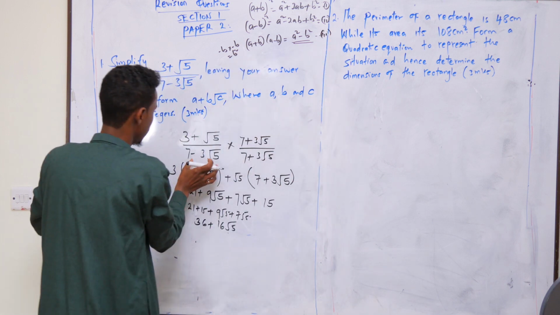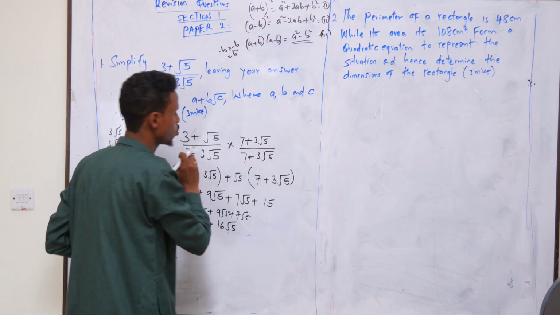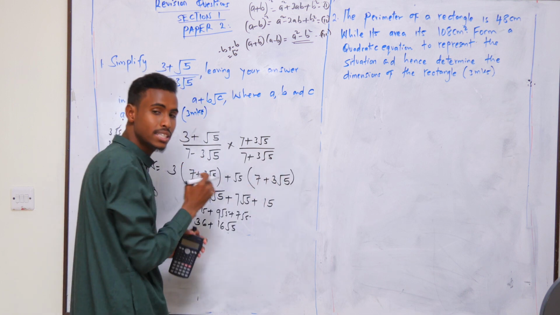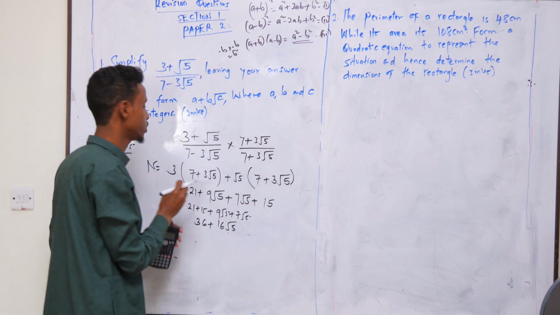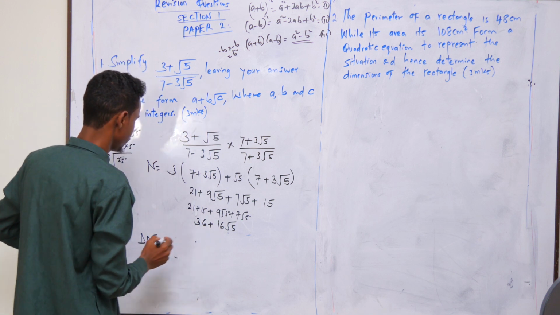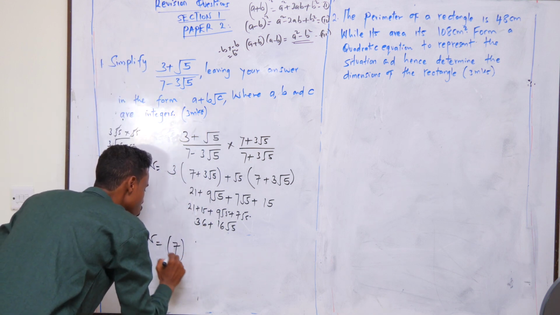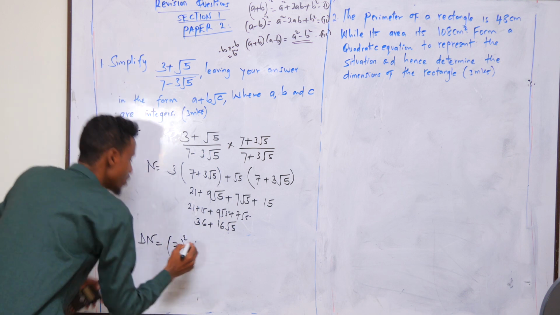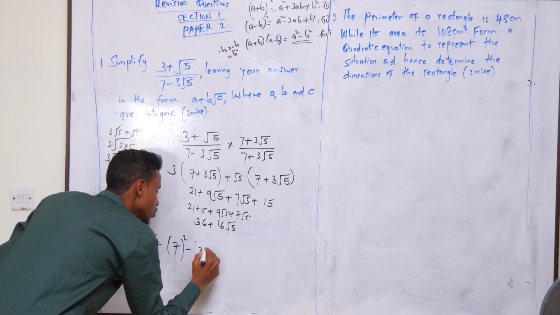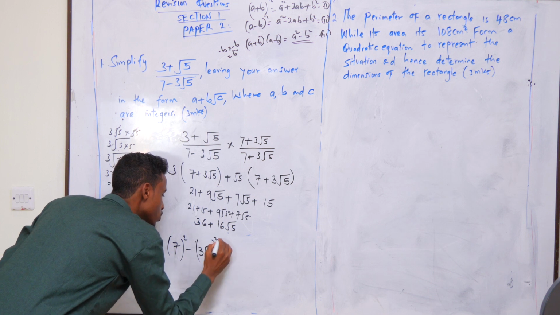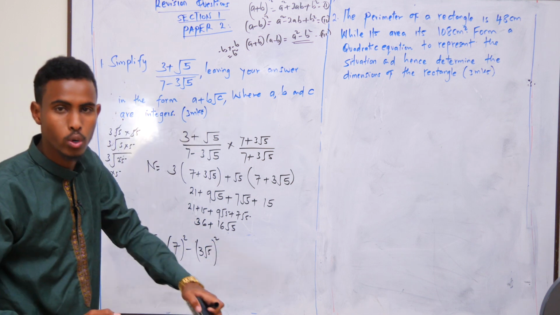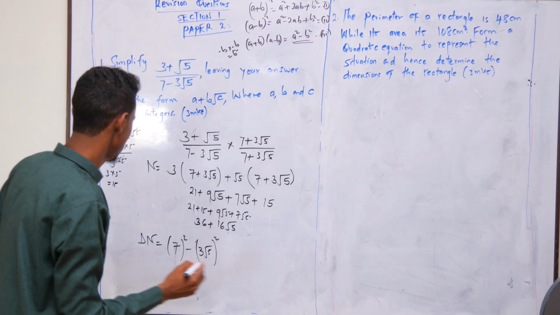Our denominator is like quadratic identity number 3, but with constant values. It will be 7 squared minus 3 root 5 squared. Now class, 7 squared we know is 49. So this one will be 49.